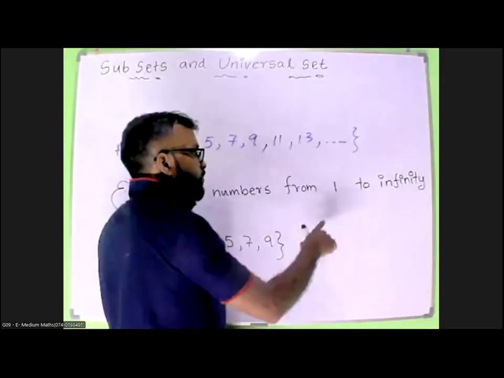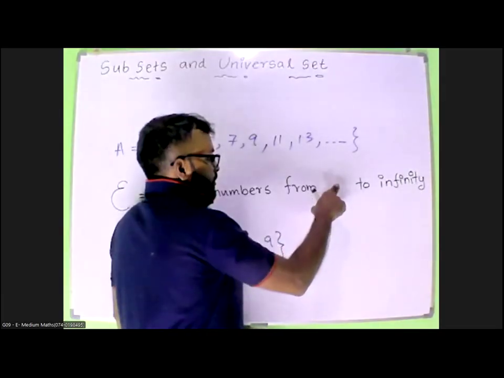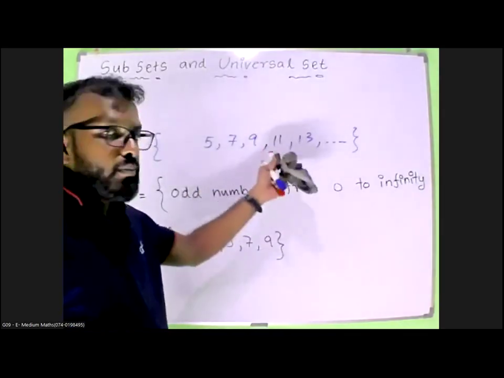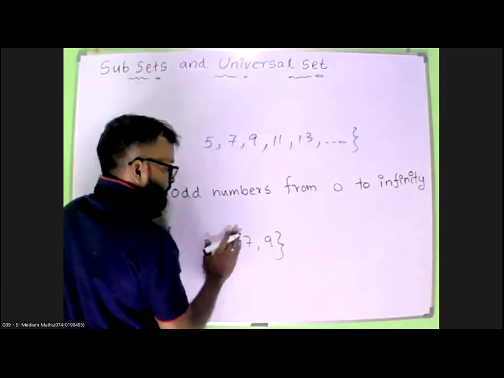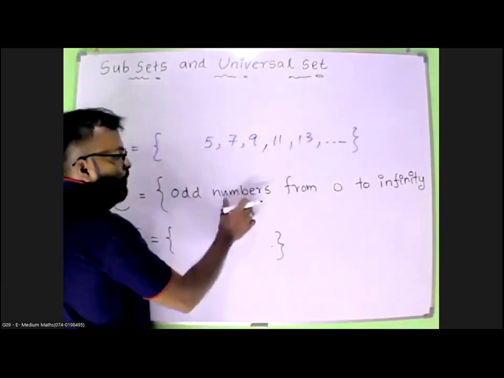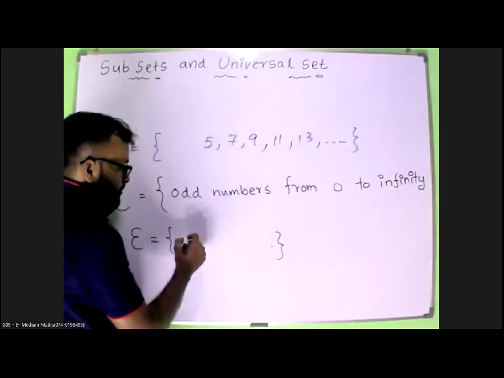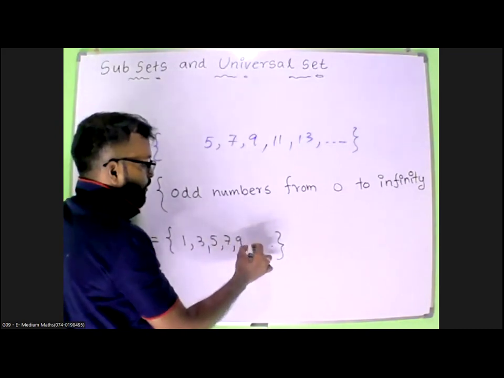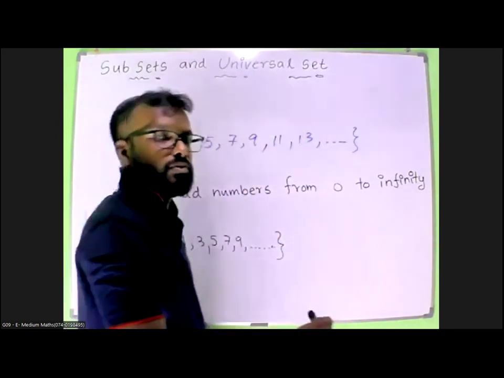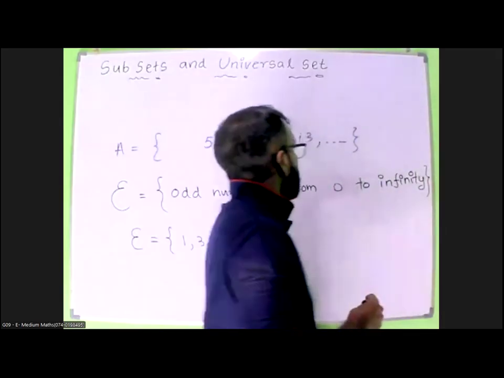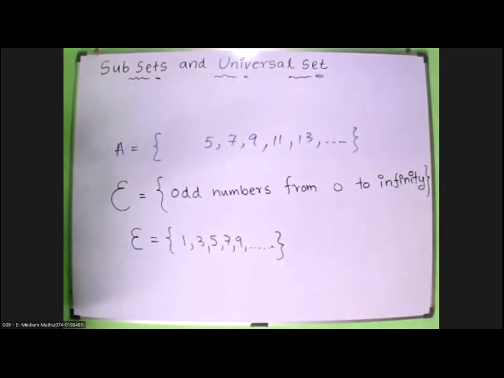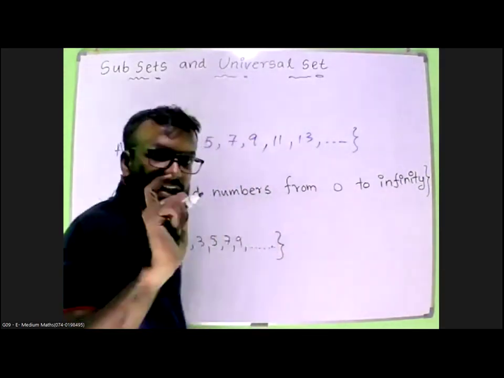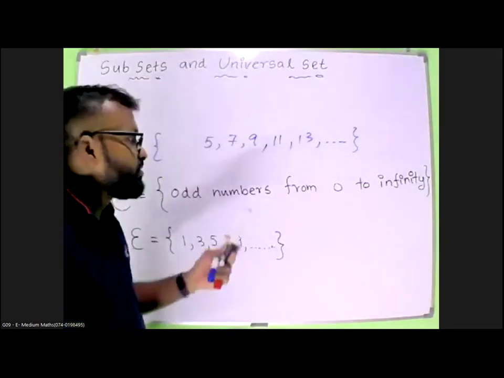Or you can say odd numbers from 0 to infinity. Whatever the answer you can write, these are odd numbers. So your universal set should be odd numbers from 0 to infinity: 1, 3, 5, 7, 9, and so on, up to infinity. So you can write that. Or else you can write the answer very simply in this way.